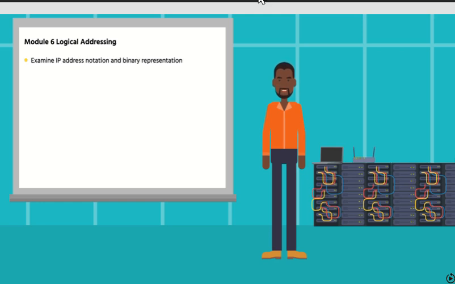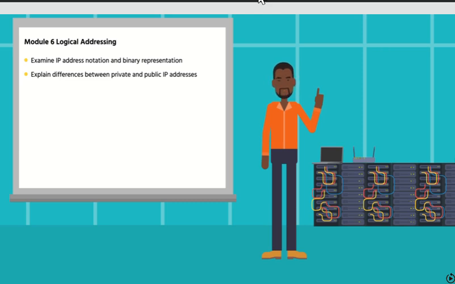First, we'll delve into the anatomy of an IP address. We'll dissect its notation, learning how to read and write IP addresses in both their familiar dotted decimal format and their underlying binary representation. Next, we'll tackle the distinction between public and private IP addresses.